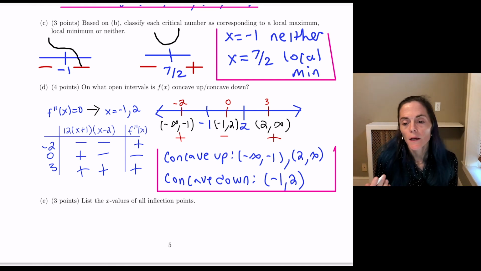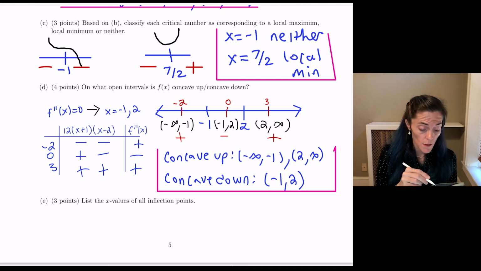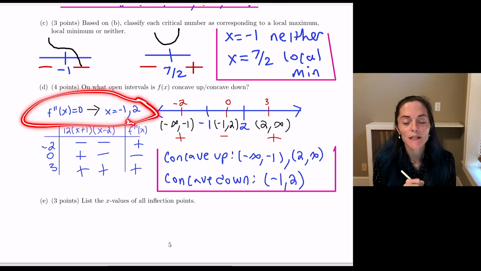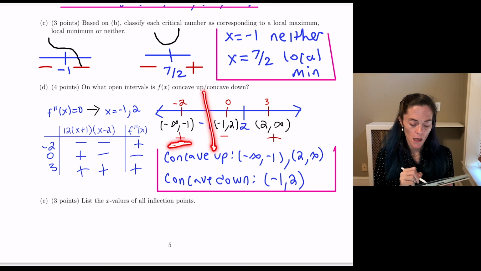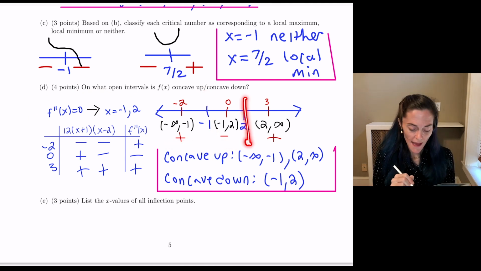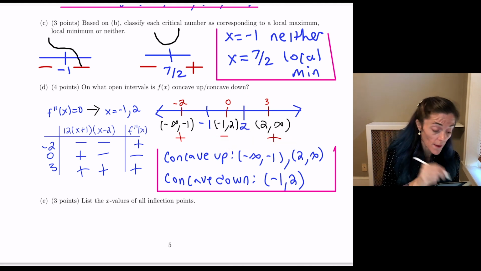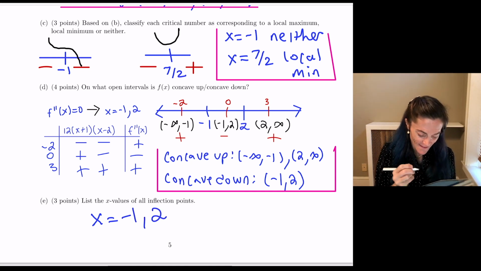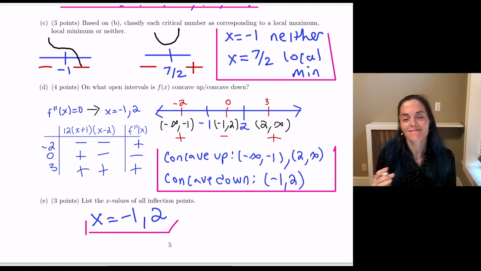Last part, list the x values of all inflection points. You see the possible inflection points are here, -1 and 2. It also is the case that, if you notice at -1, the graph goes from concave up to concave down. And then at 2, the graph switches from concave down to concave up. So these are both inflection points. This was a wonderful question.